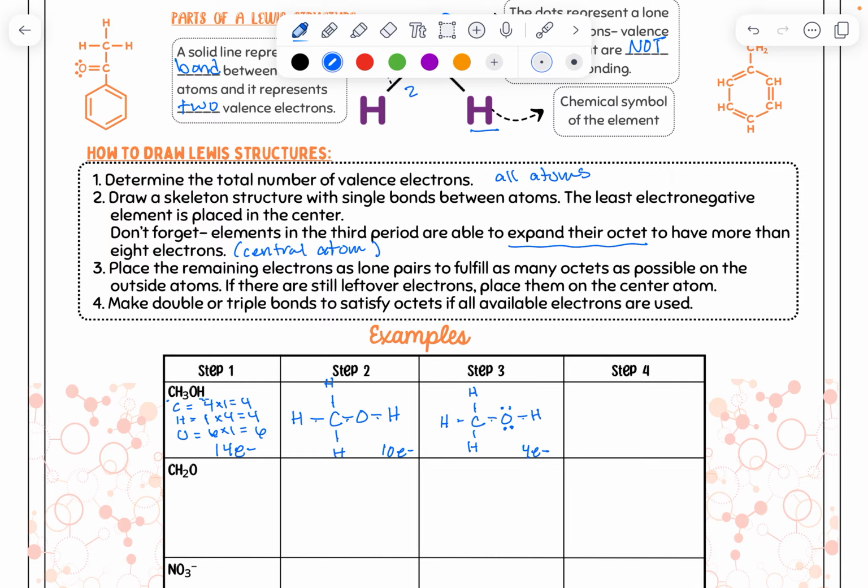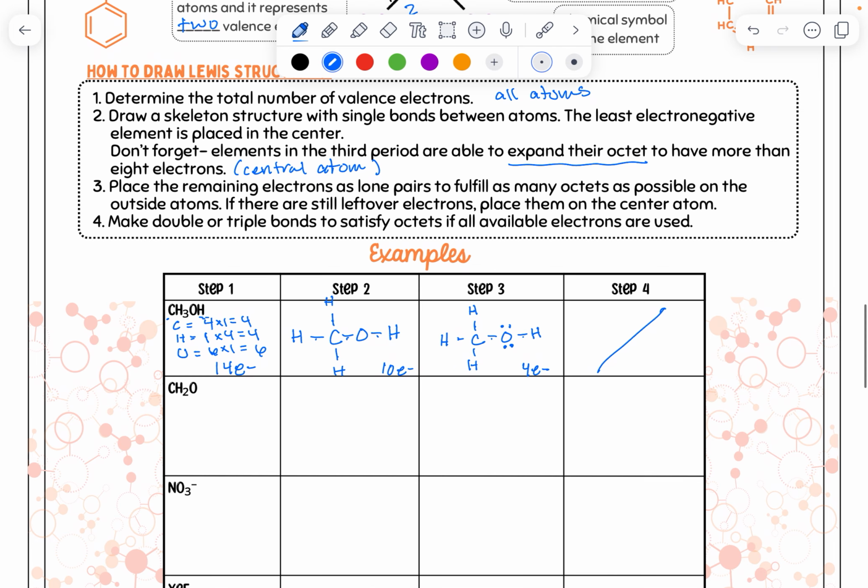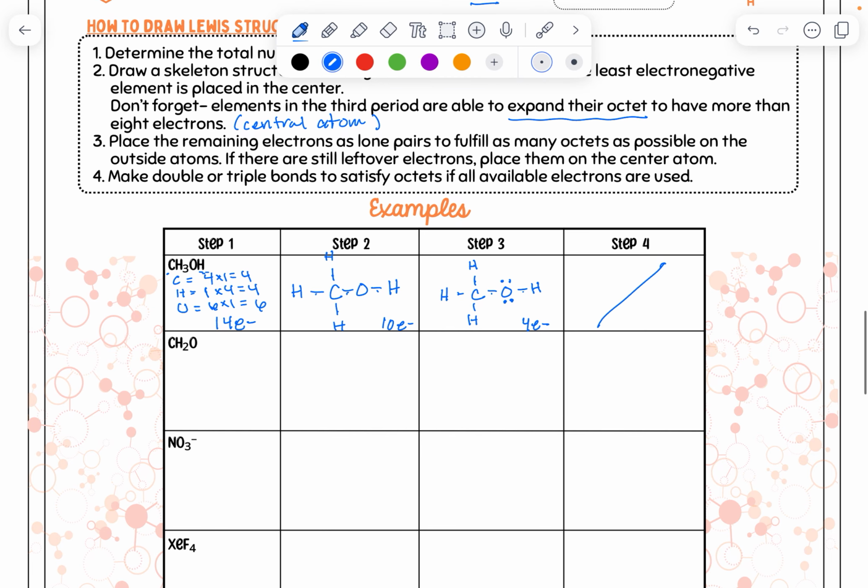Step 4, make double or triple bonds to satisfy octets if available electrons are all used, and we don't have that, so we're good. We don't need to do that. So let's try a different one. We have CH2O, and again I have carbon. Carbon has 4 electrons. I have 1 of them, so that's 4. Hydrogen has 1 valence electron. I have 2 of them, so that's 2 electrons. And then oxygen has 6 valence electrons. I have 1 of them, so that's 6.